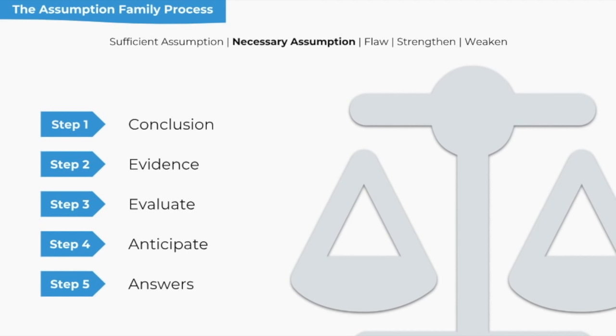The process for necessary assumption questions is the same as it is for the remainder of the assumption family. You always first find the conclusion, then identify the evidence that supports that conclusion, and then evaluate the reasoning, meaning you have to judge the argument. And in every single question within the assumption family, the conclusion does not follow from the evidence. There's a gap in that reasoning, and it's your job to find that gap. Then you use that gap to anticipate what an answer might sound like, and then you look at the answer choices.